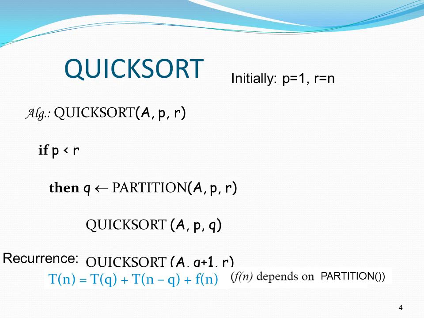Algorithm: quicksort of A, P, R, where P is the starting index and R is the ending index. If P is less than R, then Q equals partition of A, P, R. Then apply quicksort on the first half and second half: quicksort of A, P, Q and quicksort of A, Q plus 1, R. The recurrence equation is T of n equals T of Q plus T of n minus Q plus f of n.